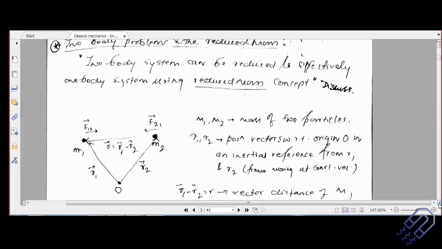So what we're going to consider now is a two-body problem, and we are going to consider the idea of reduced mass. So what do I mean by a two-body problem? Let's say I have got a mass m1 here and a mass m2 here.